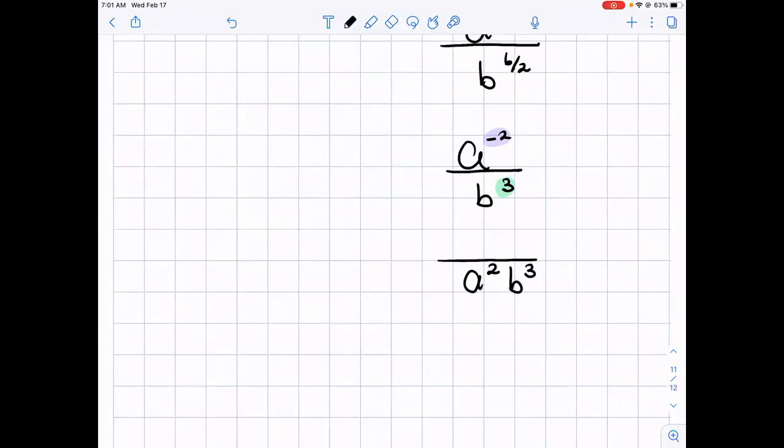And you can't leave the numerator without anything. There is a 1. Keep in mind there is a 1 here, right? So this is our final answer. And we will see more examples of exponents here.